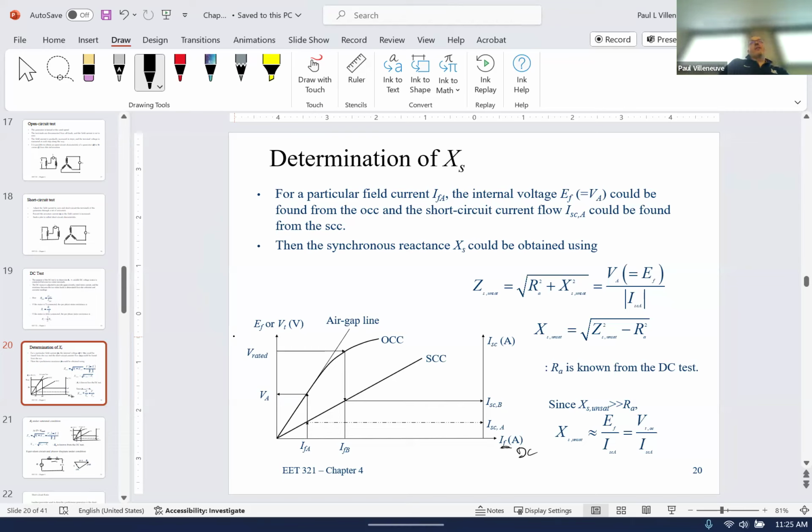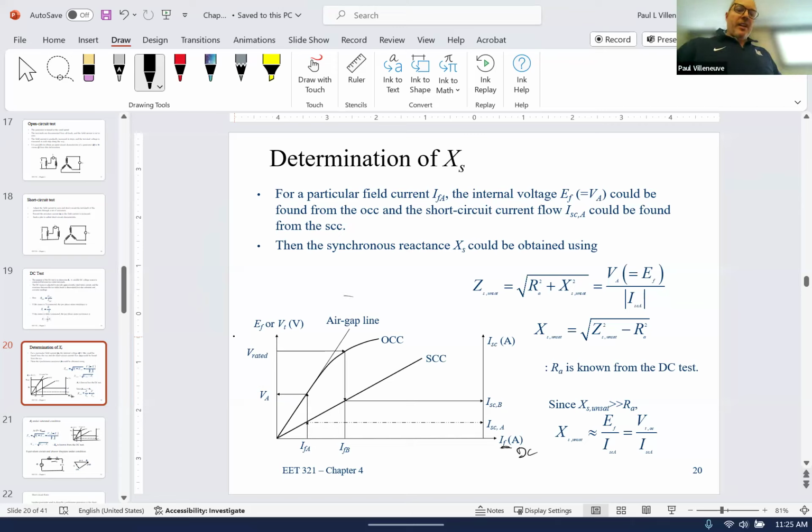Then we turn off the generator, or maybe you could do it while running if you feel comfortable doing this, but then you put a short circuit on the terminals and you monitor the current and you do the same process. You vary the field current until you get to approximately rated short circuit current. You can go a little bit higher, but you don't want to drive it too much because you will damage the windings. And those are the two curves that you're going to measure.